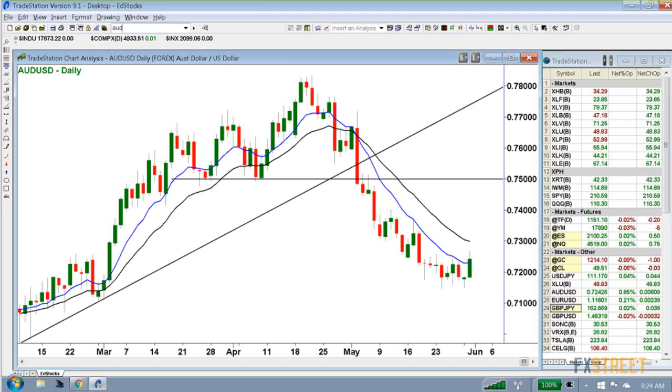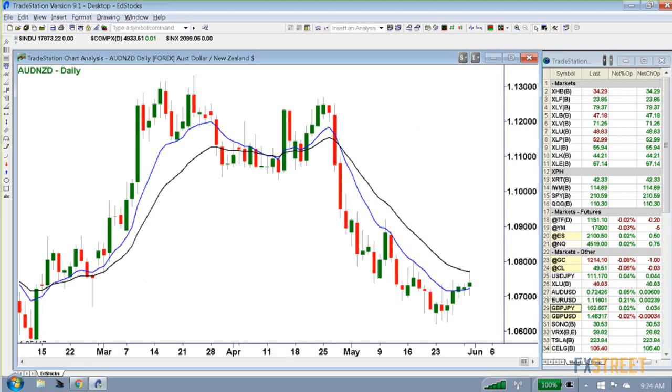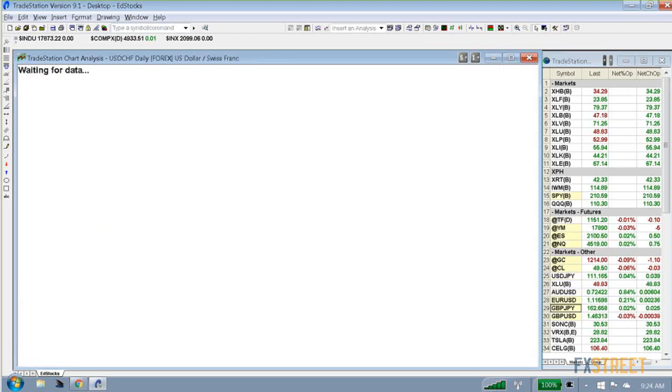What about Aussie against Kiwi? They're both kind of weak. Not really looking that great. Let's take a look at what else? How about dollar Swiss?